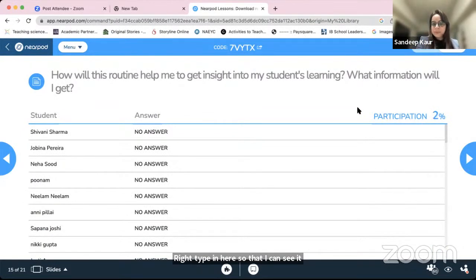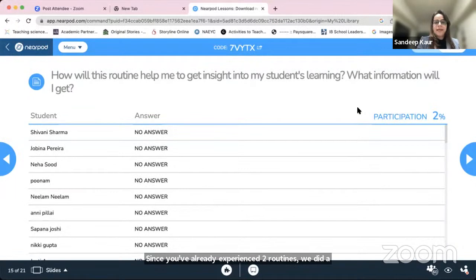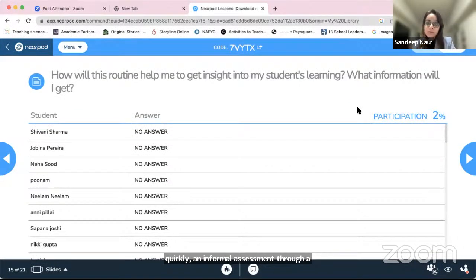Since you've already experienced two routines, we did a prior knowledge test, then we also looked at intentional teaching. We quickly did an informal assessment through a quiz, right? Again, we used another strategy, that is think, pair, share. Now, as a teacher, if I step back, what insight would I get into my students' understanding or learning, or where they are?